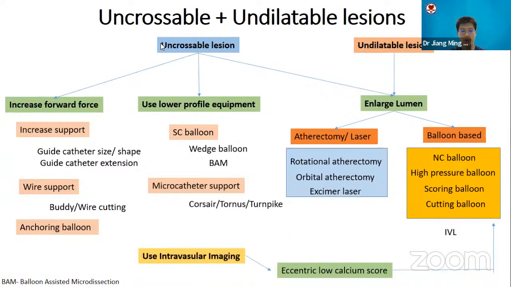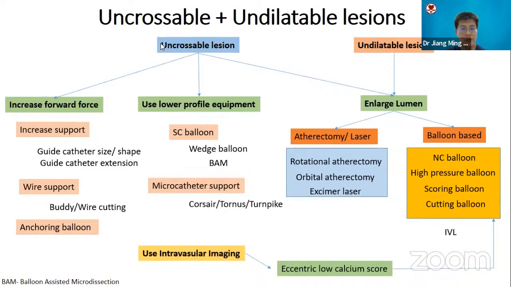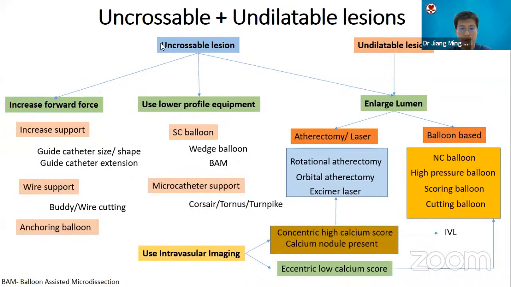And of course, central to this algorithm, as highlighted earlier on, the use of intravascular imaging can actually help us to decide which one to be used. For example, if there's an eccentric low calcium, then one may elect to use balloon-based techniques such as NC balloons, high pressure balloons, scoring balloons, cutting balloons. And if, for example, there is a concentric high calcium or calcium nodules present, then potentially IVL or even rotational atherectomy may be indicated.